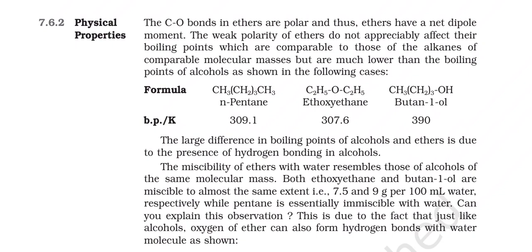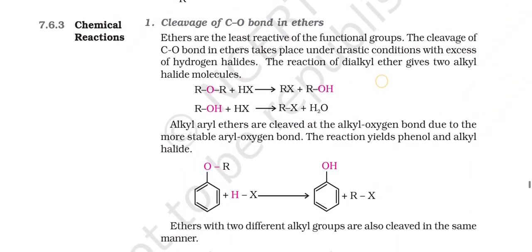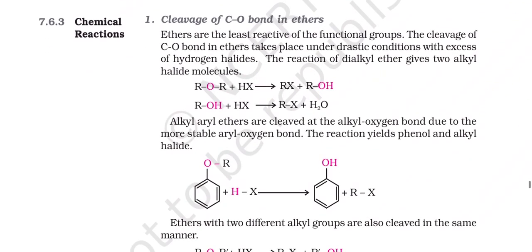Both ethoxyethane and butan-1-ol are miscible to almost the same extent, respectively, while pentane is essentially immiscible with water. Can you explain the observation? This is due to the fact that, just like alcohol, the oxygen of ether can also form hydrogen bonds with water molecules, as shown.